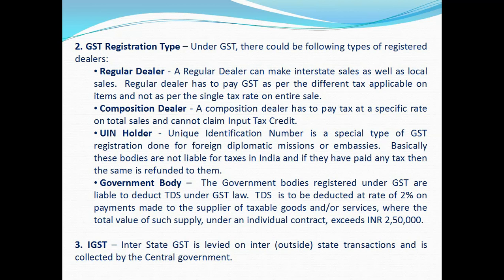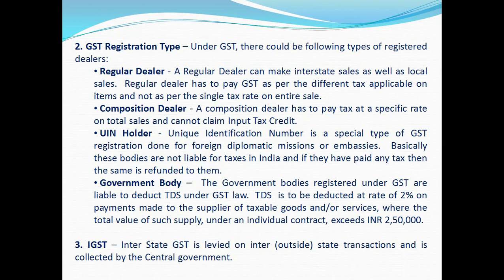Next term is government body. The government bodies that are registered under GST are liable to deduct TDS under GST law. The TDS that they deduct will be at the rate of 2% on payment made to the supplier of taxable goods or services, where, please note, the total value of such supply under an individual contract exceeds INR 2,50,000.